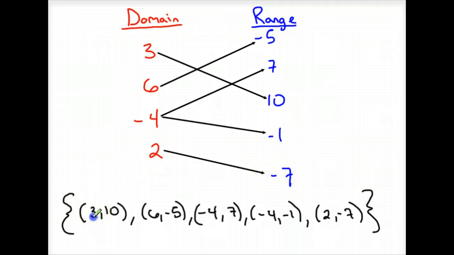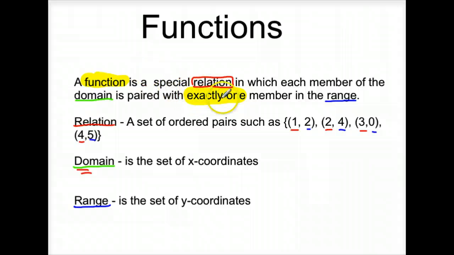Now again, if we highlight all the x values, or all our domains, the question we're going to ask ourselves is, do any of my x values repeat? Now if you notice, the -4s repeat. So the -4 is being paired up with two different y values. According to our definition, each member of the domain is paired with exactly one member of the range.